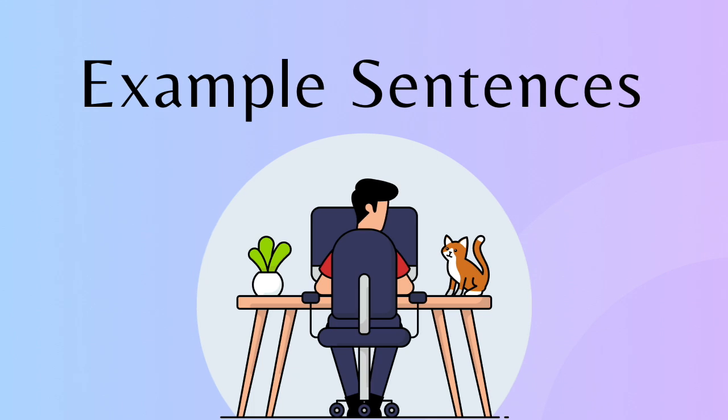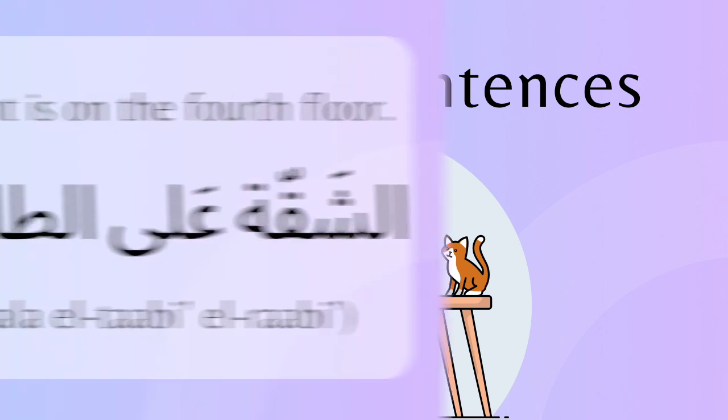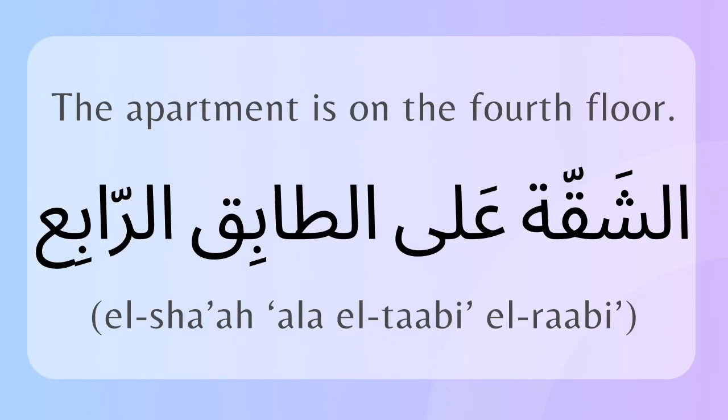Now let's look at some example sentences using the new vocab we just learned. Let's look at the sentence, the apartment is on the 4th floor. الشقة على الطابق الرابع. الشقة means the apartment. على implies is on. الطابق means the floor or the level. And الرابع means the 4th. الشقة على الطابق الرابع.